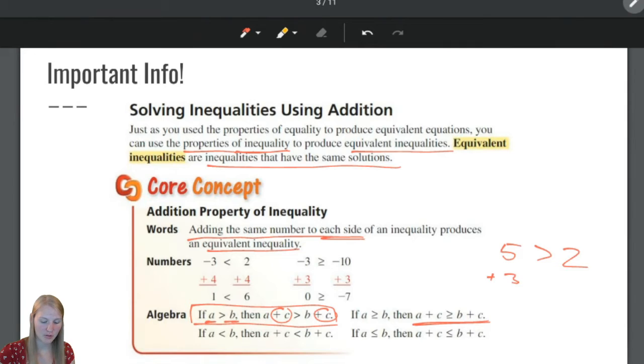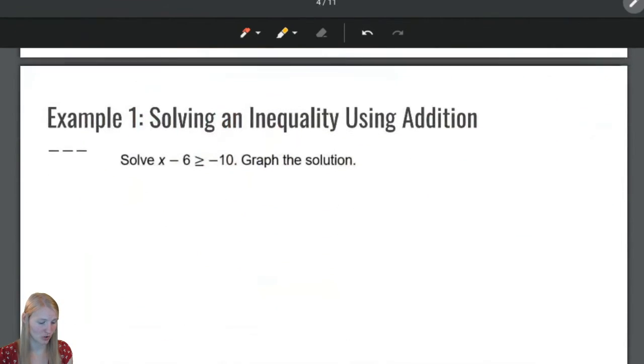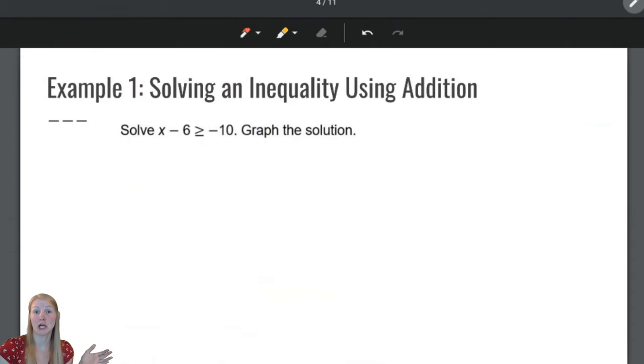If I add 3 to both sides, I get 8 is greater than 5. Still a true statement. If I add the same thing to both sides, it doesn't change whether or not the equation or the inequality is true. I can add the same thing to both sides of an equation, and I can add the same number to both sides of an inequality, and it is still the same. So, with that, we're going to solve an inequality using addition.